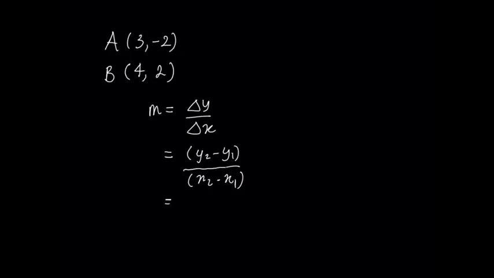So looking at the values and the coordinates, y2 minus y1 is going to be 2 minus negative 2, and x2 minus x1 is going to be 4 minus 3. So therefore, the gradient m will equal 4. Now have a go at the multiple choice question.